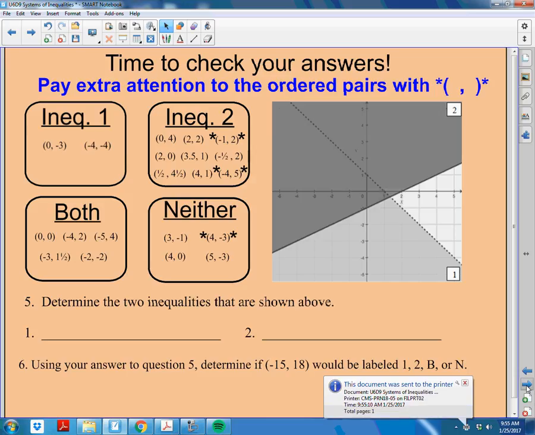So let's talk about this. This is the way you're going to check your answer. I put the ordered pairs in the proper place. Inequality 1.